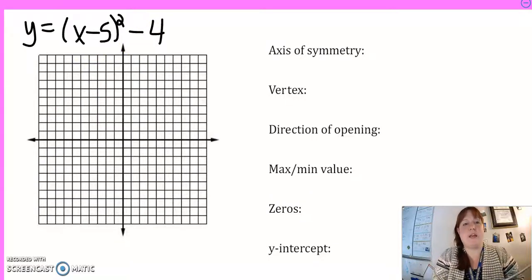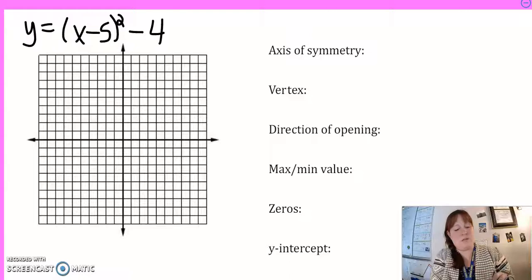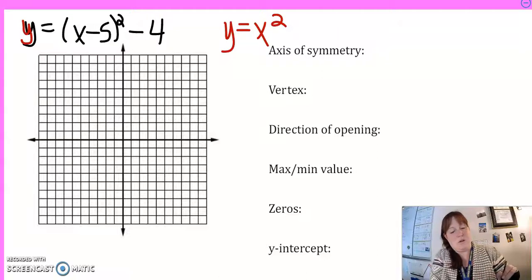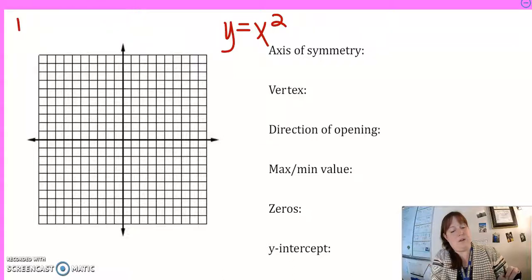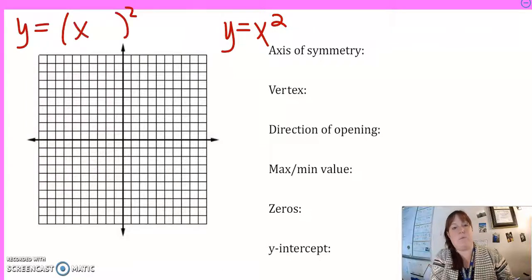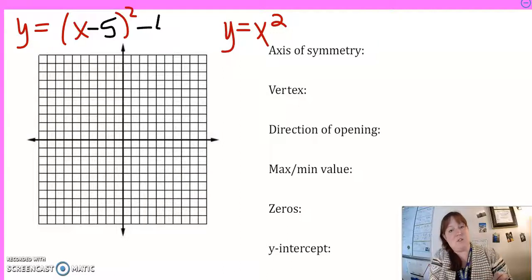So the first thing we look at is, if you think about this as a transformation, remember our parent function is y equals x squared. So our parent function here would be, let me just rewrite it, y equals x squared, right? That's our parent function. And then what did we do to it? So inside the function we have minus 5, and outside the function we have minus 4.